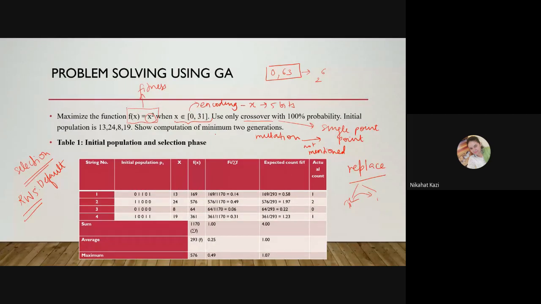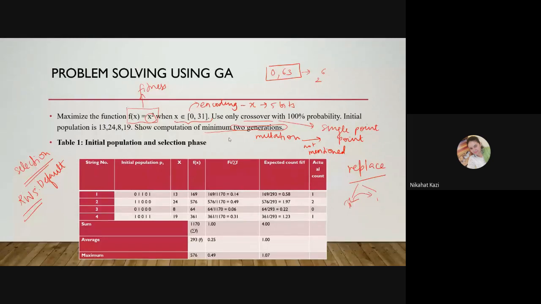Also pay attention to how many generations you are required to show. It could be 1 or 2 generations, because you're doing it by hand. It will be 1 or at the max 2 generations, depending on the marks allotted to that problem.